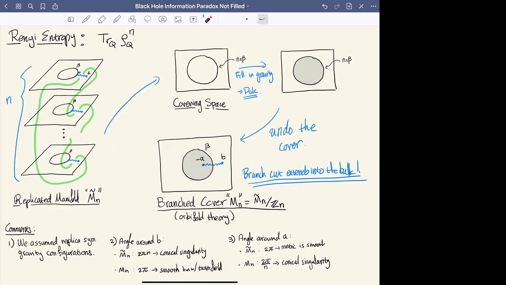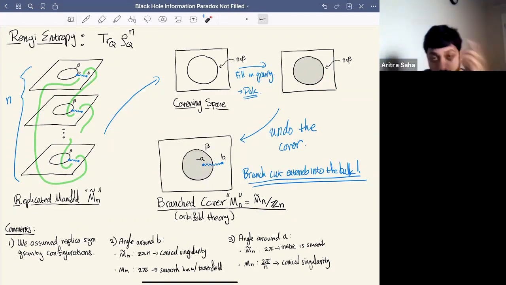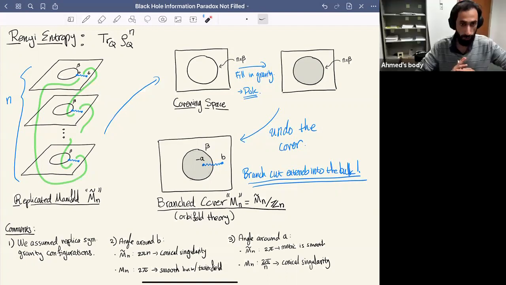Can I ask a question? Of course. So when you went to the covering space, why do you say that you just have this contribution from the gravity? I mean, you cannot have any higher genus configurations inside the circle? Yes, you can. But I want to make 2 comments.